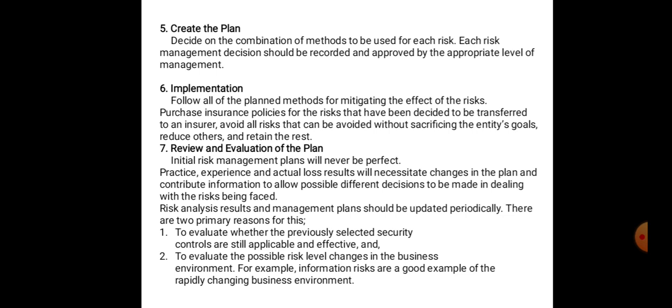First is to evaluate whether the previously selected security controls are still applicable and effective. That is, whatever risk strategies have been followed by the investor for past trends, or for past risks, whether those plans, if implemented, are effective or not, we need to identify first. Okay. And the second thing is to evaluate the possible risk level changes in the business environment. Okay, that is how the possible level changes or variations will occur in the risk.